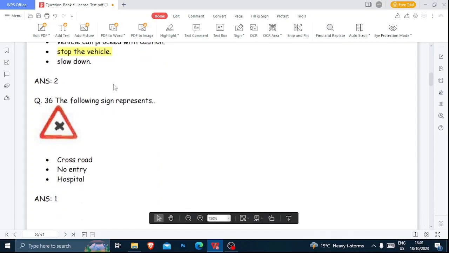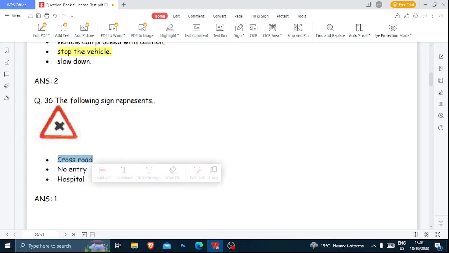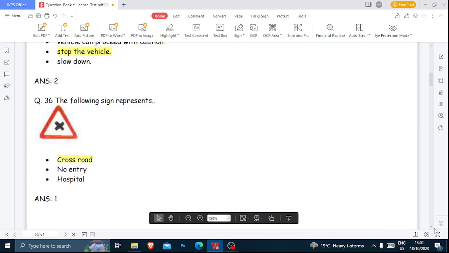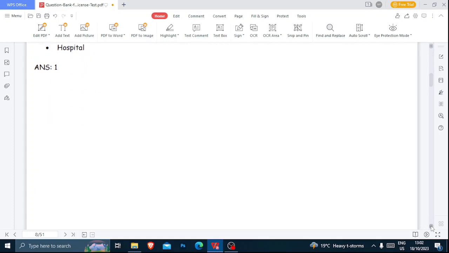Number 36. The following sign represents, here we have this triangle and an X inside the triangle. So is this a crossroad sign, is it a no entry sign, or hospital sign? So this one is a crossroad sign. By this X, it definitely means that it's a crossroad. So it's a warning of the crossroad ahead. Now moving on to the next question.